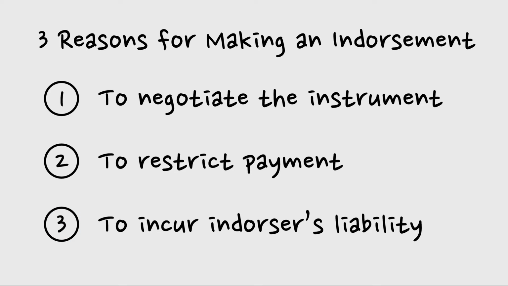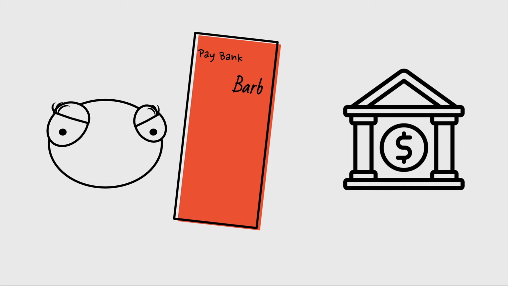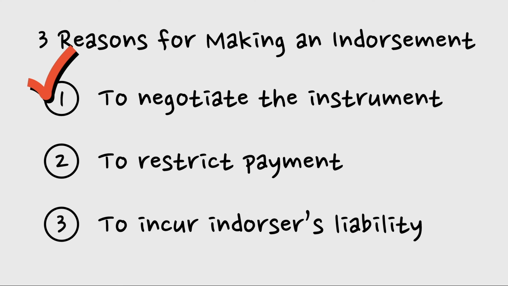So in this case, with Barb, if she gives, let's say, a special endorsement restricting payment to her bank when she's transferring the instrument, we'd say she gave the endorsement. Why? To negotiate the instrument, right? Making it payable to the bank. So she's going to transfer it and she's made it payable to them through the use of a special endorsement. And she's also, because it's a special endorsement, restricted payment to the bank only. So that's another reason for doing it. And because she endorsed it, she incurred endorser's liability, which again we'll unpack later.